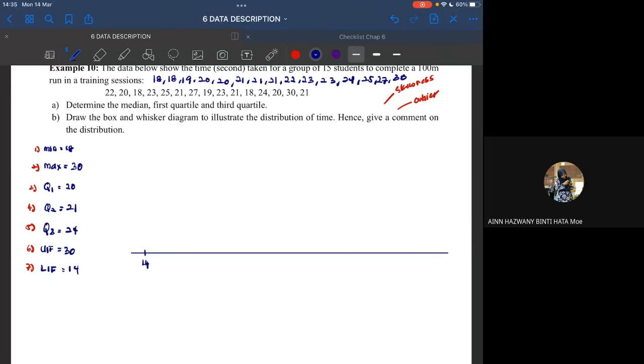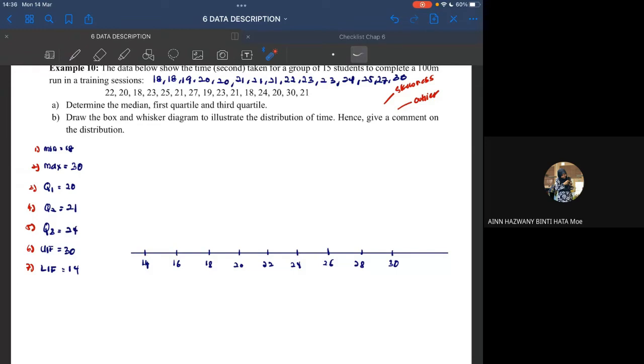Hmm, 16 lah. 16, 18, 20, 22, 24, 26, 28, 30. Okay, kamu boleh guna 1 cm for 2.